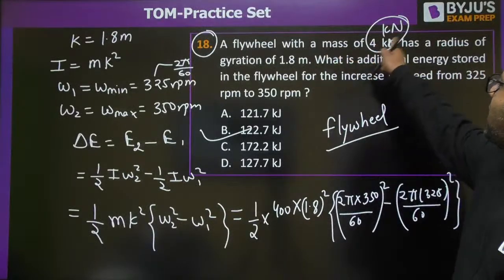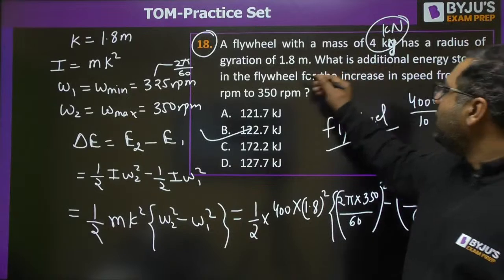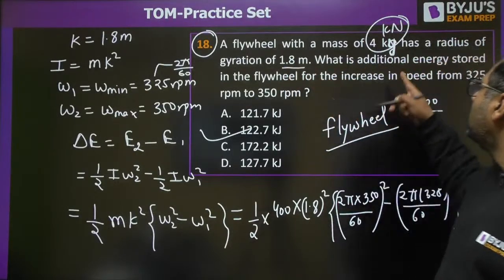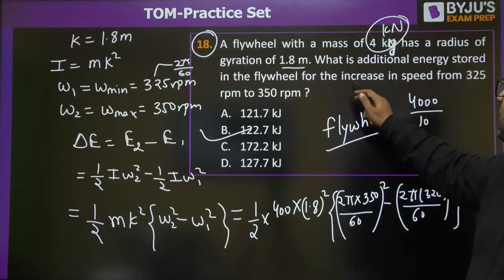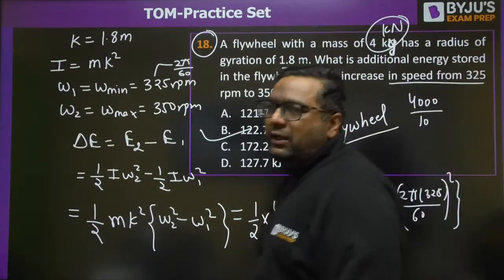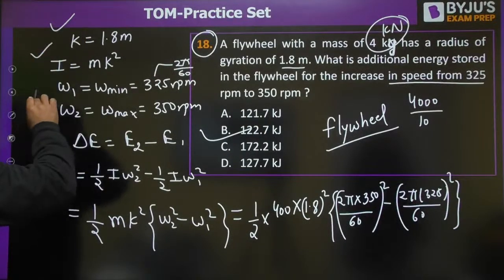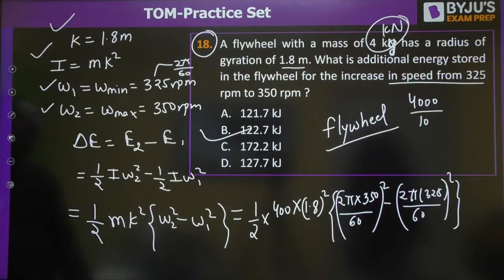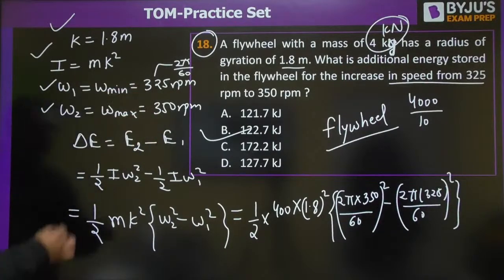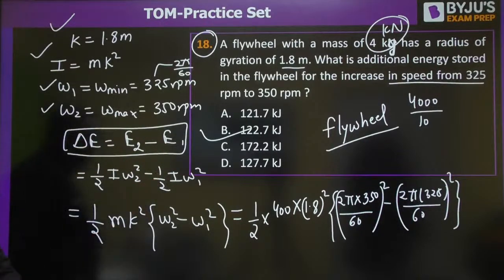A flywheel with a mass of 4 kg has a radius of gyration of 1.8 meter. What is the additional energy stored in the flywheel for an increase in speed from 325 to 350 rpm? So you know the radius of gyration is given to be 1.8 meter. I is m k square. Omega 1 and omega 2 you can find out because N are given to us. Delta E would be E2 minus E1. You know the formula for energy. Just by putting in the formula, you can find out the change of energy. You can try this question.